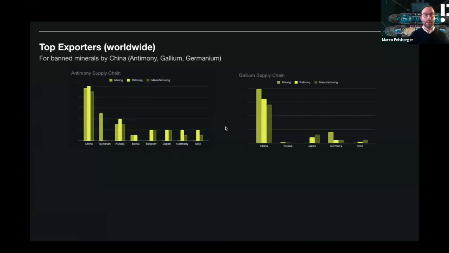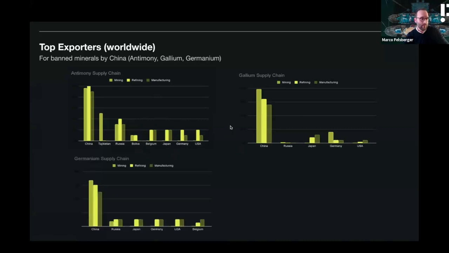They're closing the gap, but still there is the same as for gallium here, China very dominant in this area. Yeah, and the third mineral which is banned now is germanium. There's the picture. The picture is quite similar. And yeah, these are also things we take into account for such analysis.